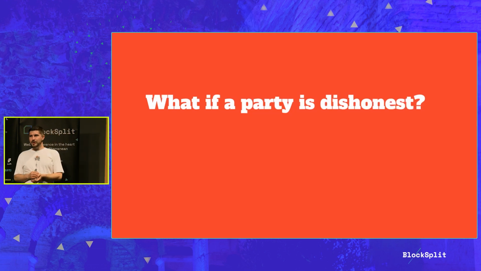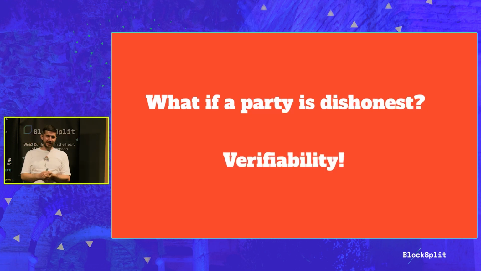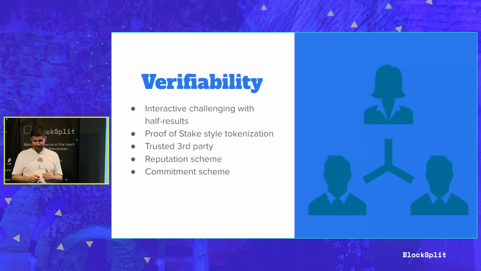But then we come to a question: what if some party is dishonest? What if somebody is lying about their salary? What if they want to present the final result of an average to look different? And then we come to the question of verifiability. That's one of the things where we need to find ways to make these parties more honest and more straightforward. So verifiability comes down to a couple of things.